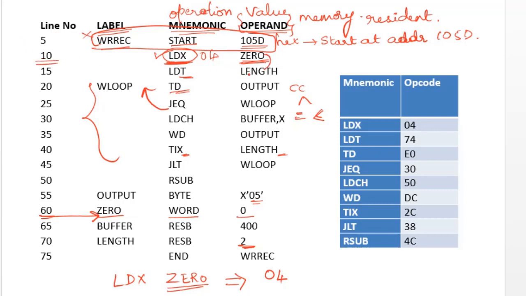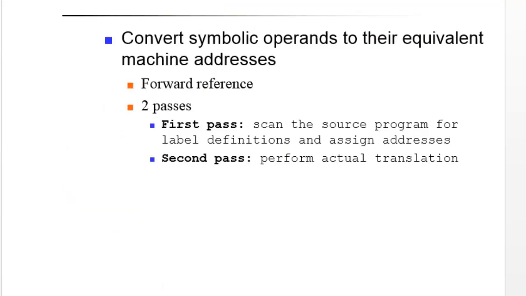This problem is called as forward reference. What do you mean by forward reference? You are referring to a label which is defined later in your program. At this point of time, while the assembler is processing line number 10, assembler is not knowing the address of the 0. It is not knowing the address of any of the labels here. This problem is called forward reference.